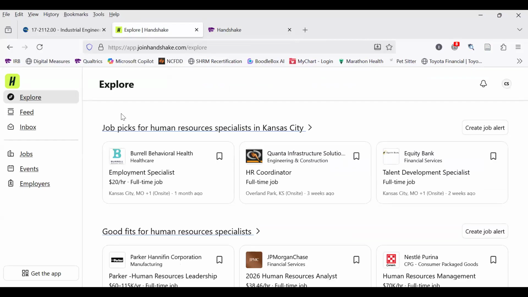So here I've just said, oh, I would like some human resource positions, different kinds in the Kansas City area. You can put in whatever you want. If there are specific jobs you're looking for or interested in looking at, definitely look at those.